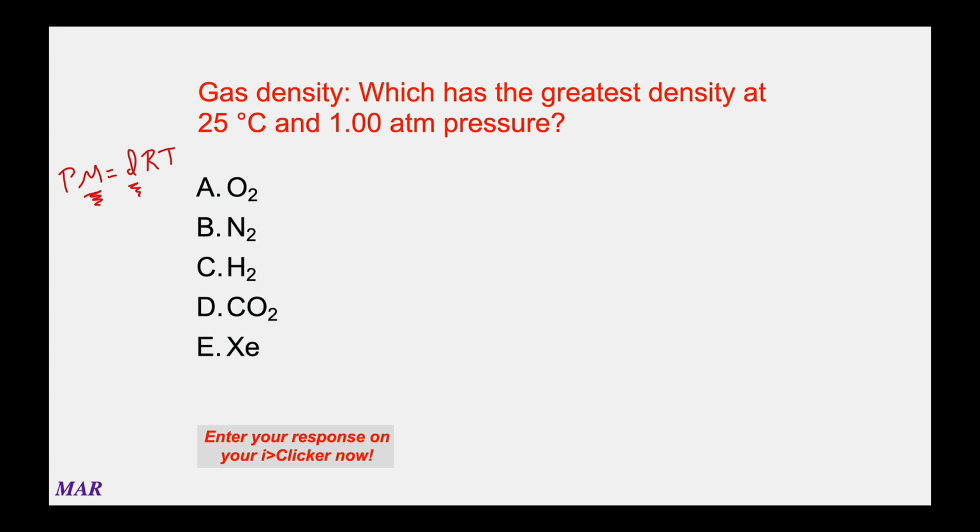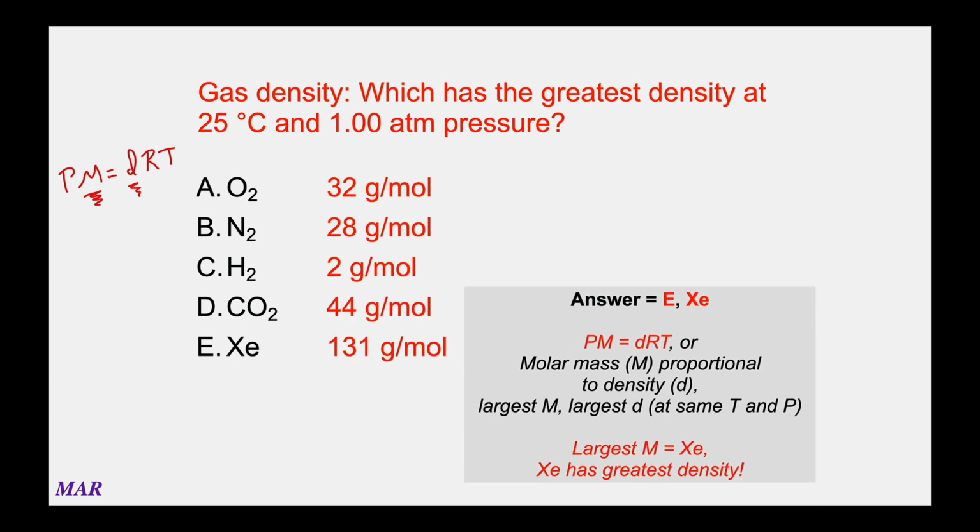So CO2 would be more dense than oxygen at those conditions. However, the biggest molar mass of all belongs to xenon. Xenon on the periodic table, which is a noble gas, 131 grams per mole.